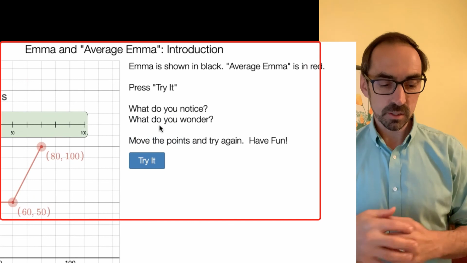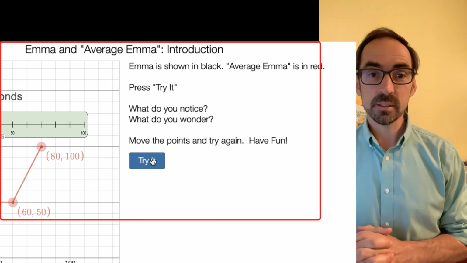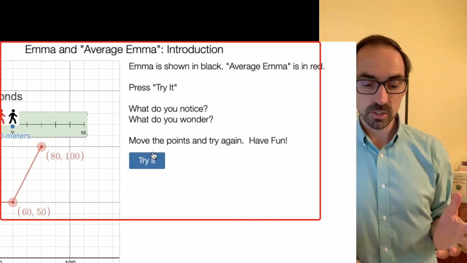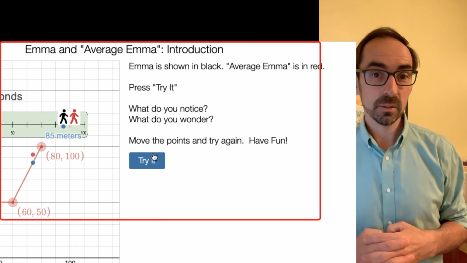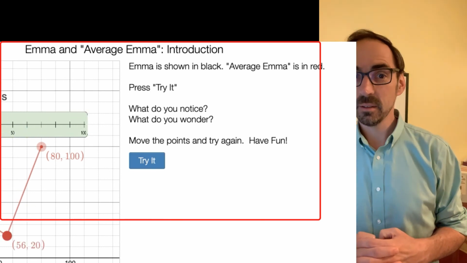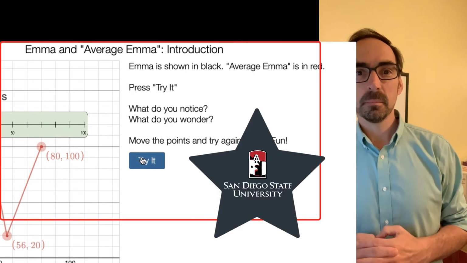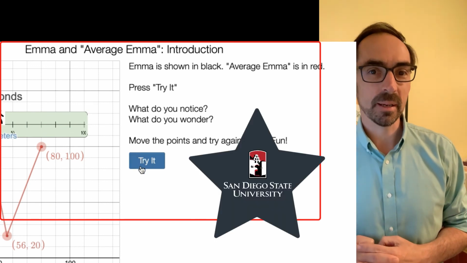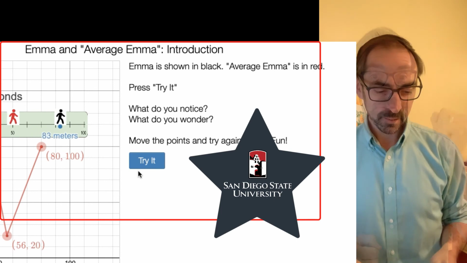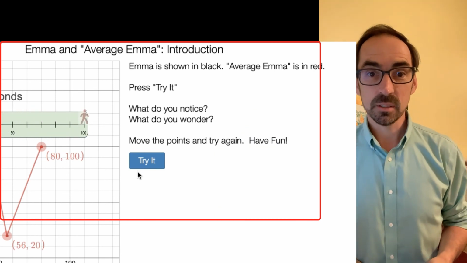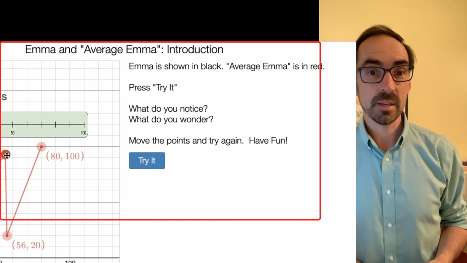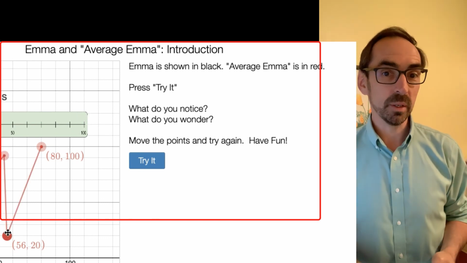So the lesson starts with Emma's average rate, and it's a slide that shows an animation. On this animation, there are 2 characters. There's one in black, who is Emma, and one in red, who is average Emma. By the way, black and red were inspired by SDSU's colors. The students are asked, first thing, to play the animation and just observe what happens. And they're asked to see, what do you notice and what do you wonder?